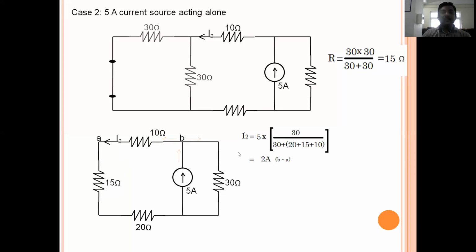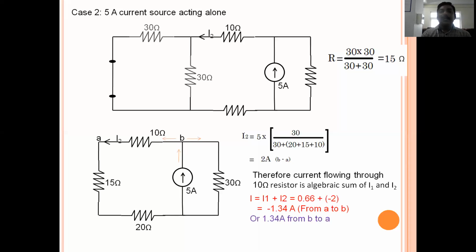But the thing we have to consider is that the 2 ampere will flow from B to A. In the first case, when the voltage source is acting alone, the current is 0.66 ampere, passing from A to B, and here it is passing from B to A. So both currents are in opposite directions. While taking the algebraic sum we need to take the subtraction instead of addition. So the total current I, using the superposition theorem, is I equal to I1 plus I2.